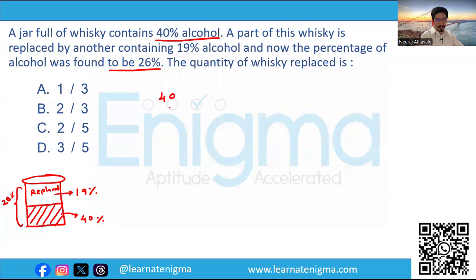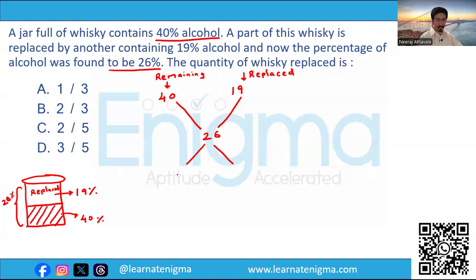So 40 we write down over here, 19 over here. So this is the replaced part, and this is the remaining quantity. So remaining everything we are writing down on the left side, replaced everything we are writing down on the right hand side. Here, eventually, what is the final percentage? It is 26. So now we do cross subtraction.